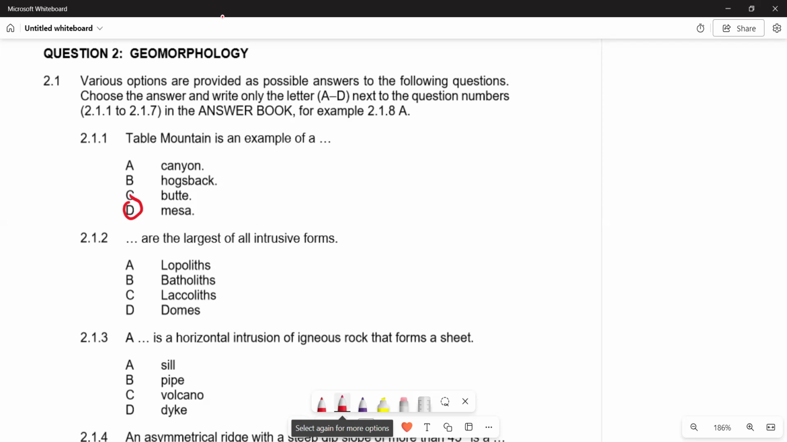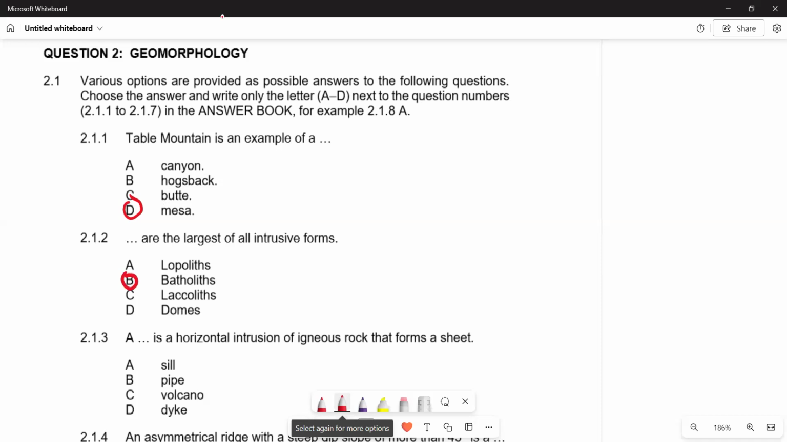If you go to the second part, which is 2.1.2, it says, dash are the largest of all intrusive forms. A, Lapolith, B, Batholith, C, Laccolith, and D, Domes. According to the responses, Batholith is the most appropriate, correct answer on 2.1.2.